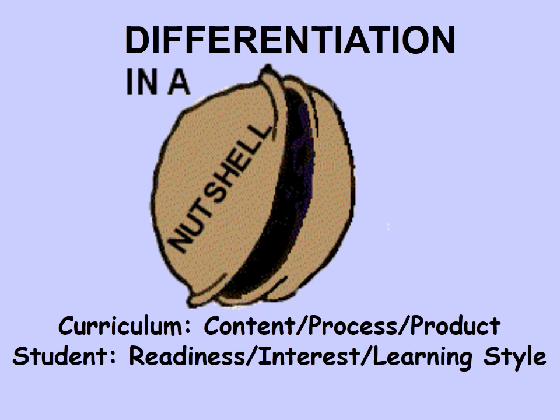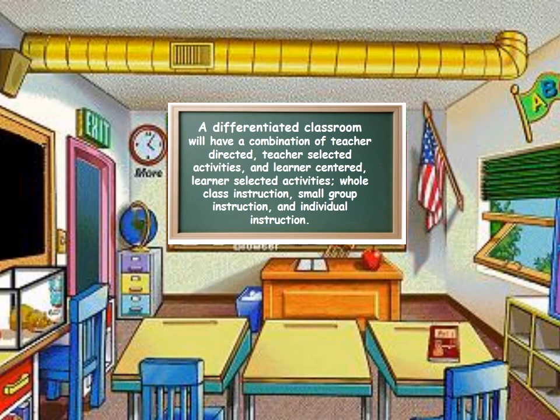Students differ in experience, readiness, interest, intelligence, language, culture, gender, and mode of learning. As one elementary teacher noted, children already come to us differentiated. It just makes sense that we would differentiate our instruction in response to them. A differentiated classroom will have a combination of teacher-directed, teacher-selected activities, and learner-centered, learner-selected activities, whole class instruction, small group instruction, and individual instruction.